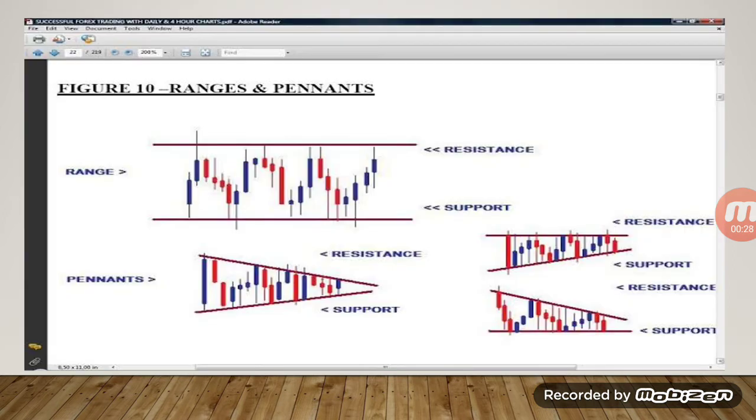Now, as you can see here, what we find across the currency market is that the market forms ranges and pennant consolidation setups, but the setup that was formed on this currency pair was that of a range consolidation setup, where the market forms horizontal boundaries of both resistance and support.